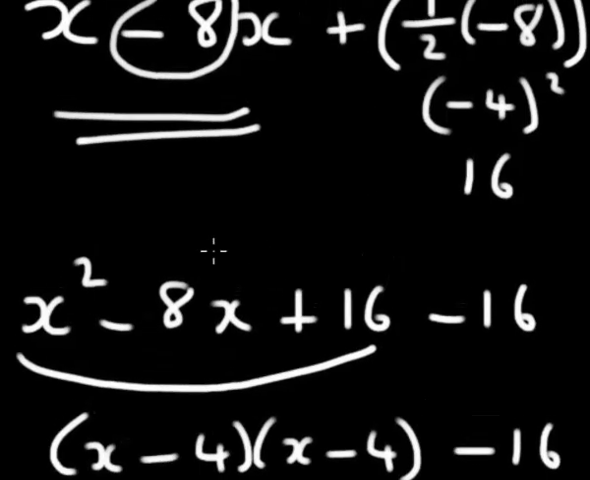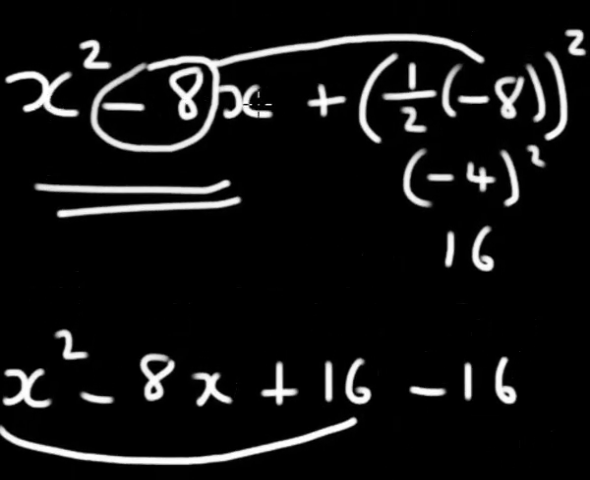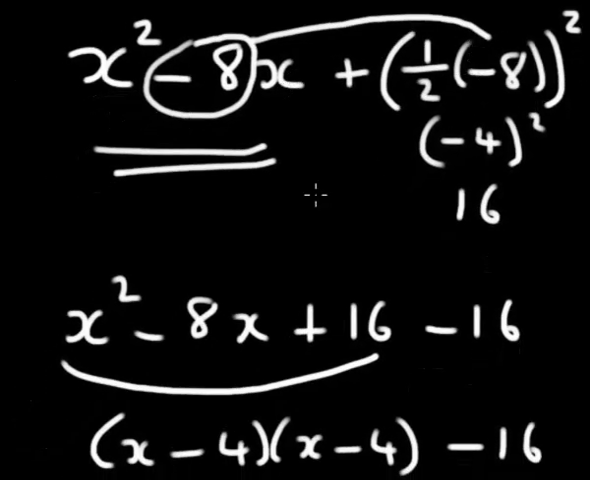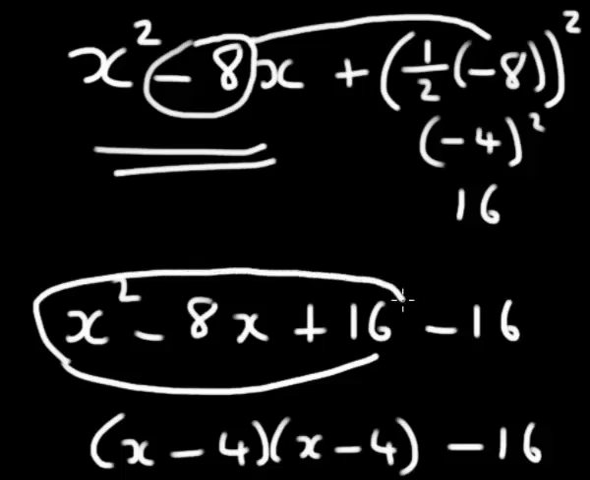So if you look at x squared minus 8x, if you add half the coefficient of the x and square it, you're making a perfect square trinomial. But you must subtract 16 so you don't affect the original. That's so important there.